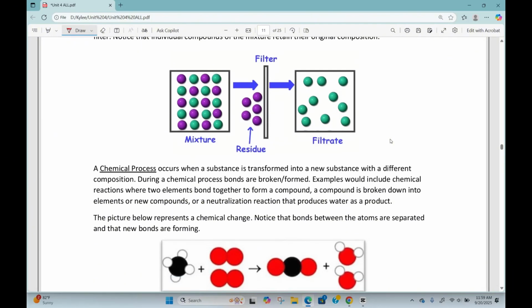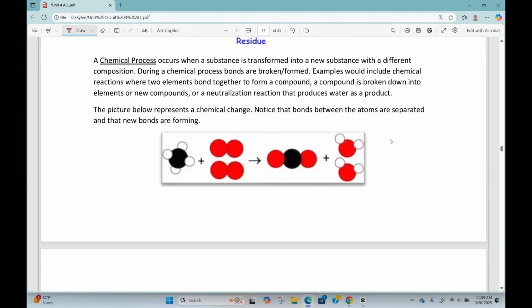The opposite of a physical change is a chemical change or a chemical process. This is where a new substance is formed and it will have a different chemical composition. During a chemical process, bonds are broken and bonds are formed. Examples would be any of our types of reactions that we've talked about in our previous units.